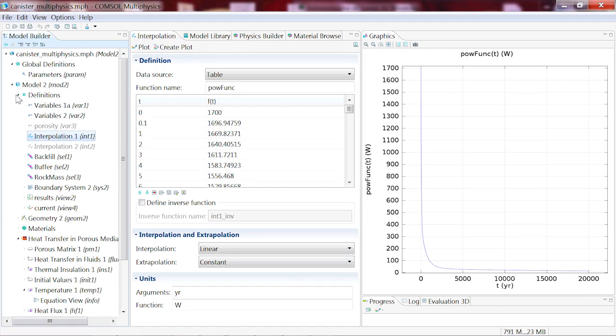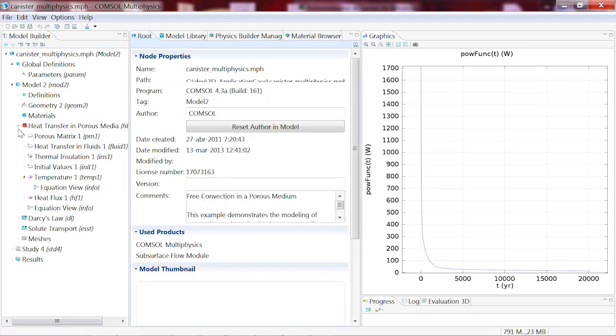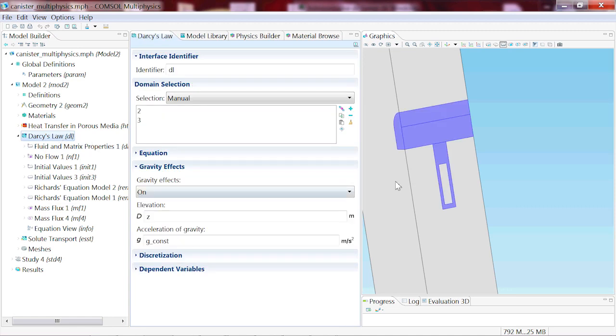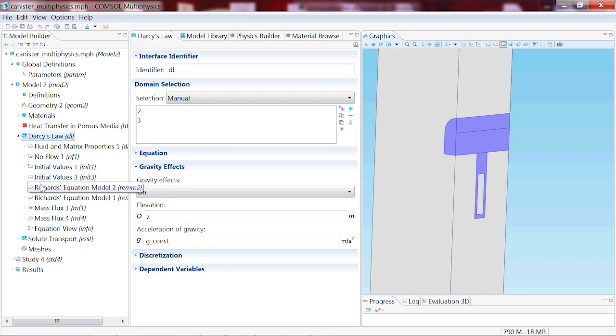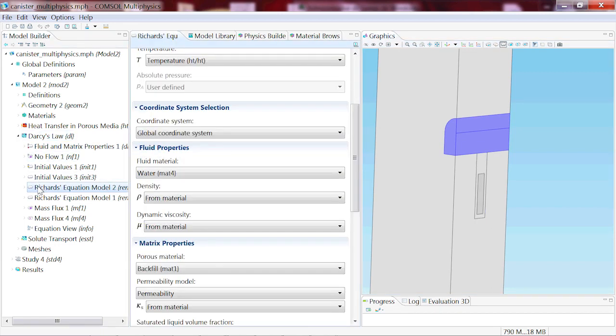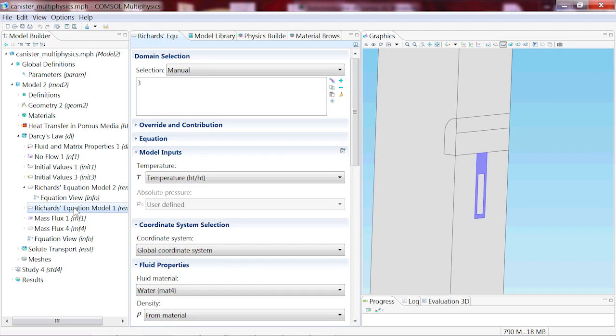Let's have a look now to the Richards equation. It only applies to the repository part. We have specified different parameters for each material. We have also two Richards equation models, one for each domain. This is due to their different saturation curves. Note that some of these parameters depend on the temperature, so it is also coupled with the thermal phenomenon.